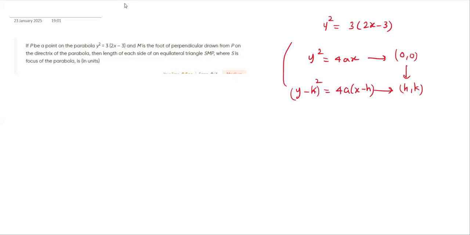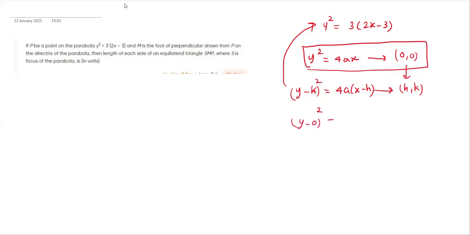Now this is what you have to compare with, because this is the parabola y squared is equal to 4ax translated to h comma k, where the vertex is translated to h comma k, and the equation will look like this. Translation you've already learned when we learned functions, right? Now when you compare, you'll get y minus 0 the whole squared equal to, if you take this 2 outside, 6 into x minus 3 by 2.